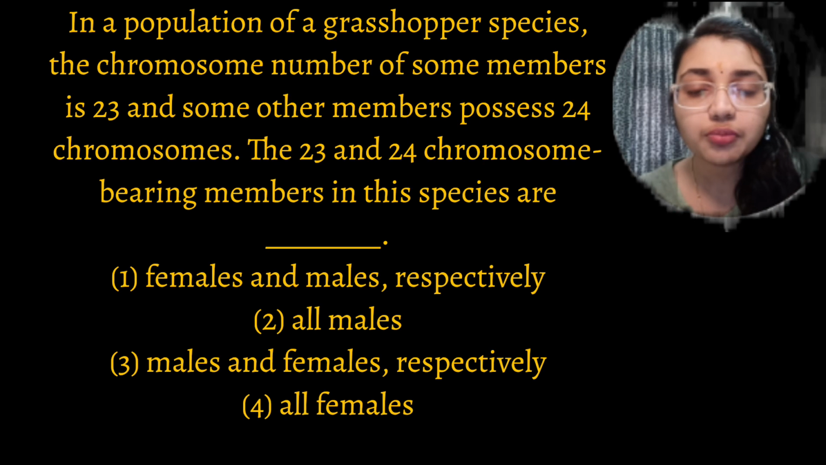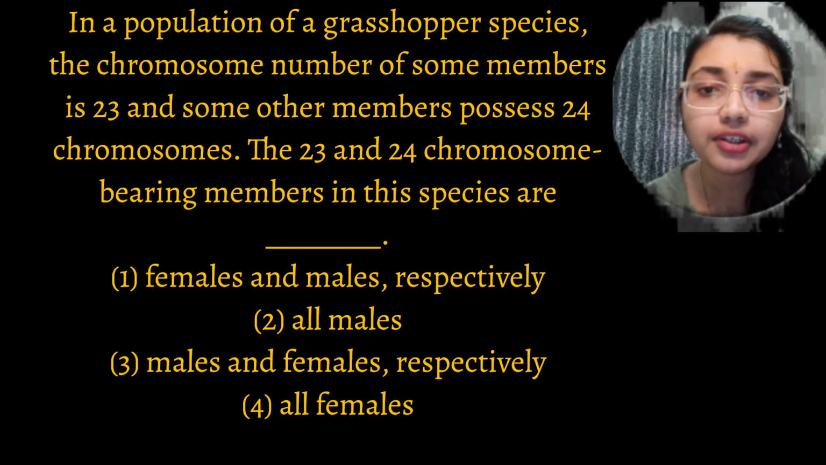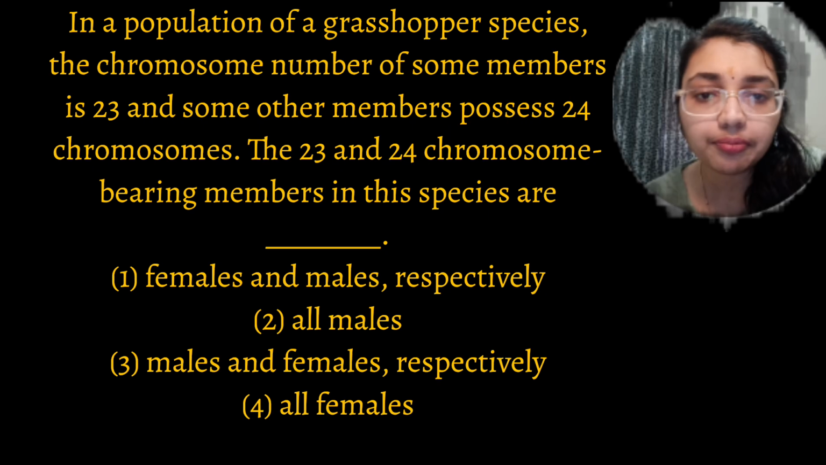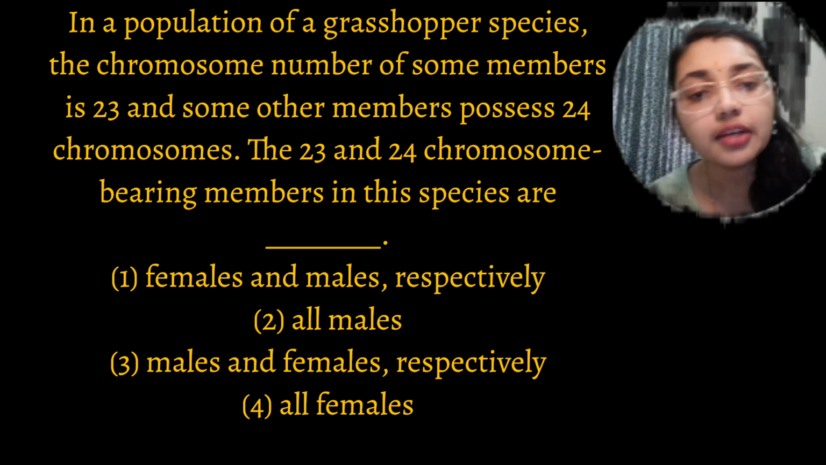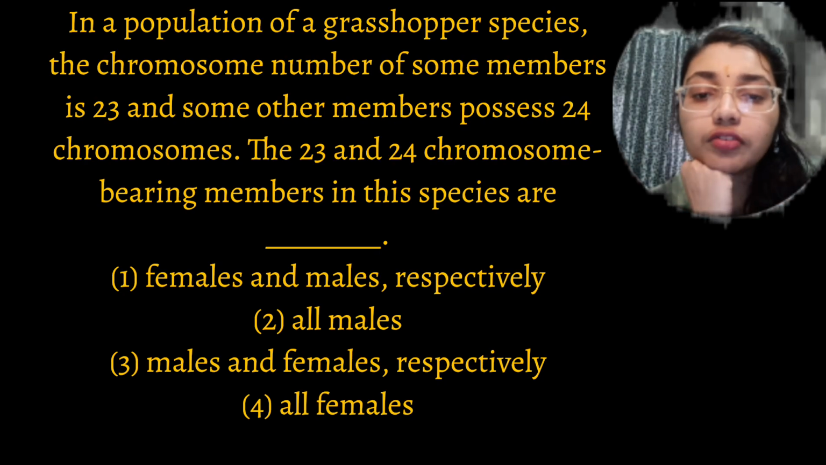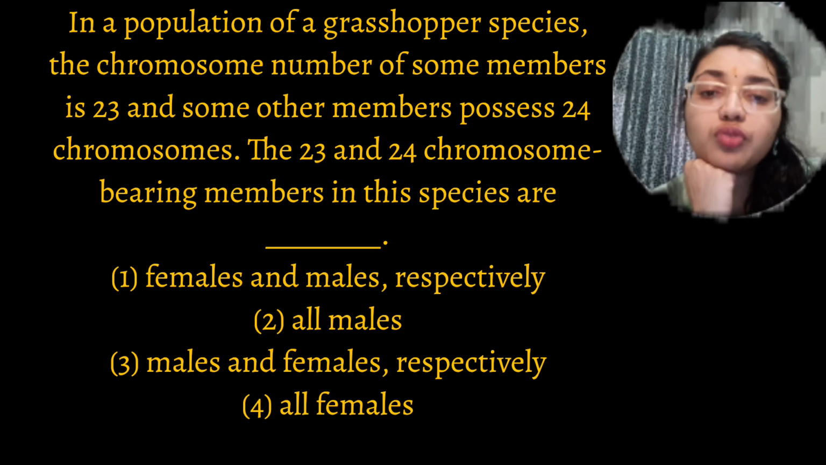Here we can see the population of a grasshopper species. The chromosome number of some members is 23 and some other members possess 24 chromosomes. The 23 and 24 chromosome bearing members in the species are: option 1, female and male respectively; option 2, male; option 3, male and female respectively; and option 4, all female. So here male and female respectively is the correct option, that is option 3.